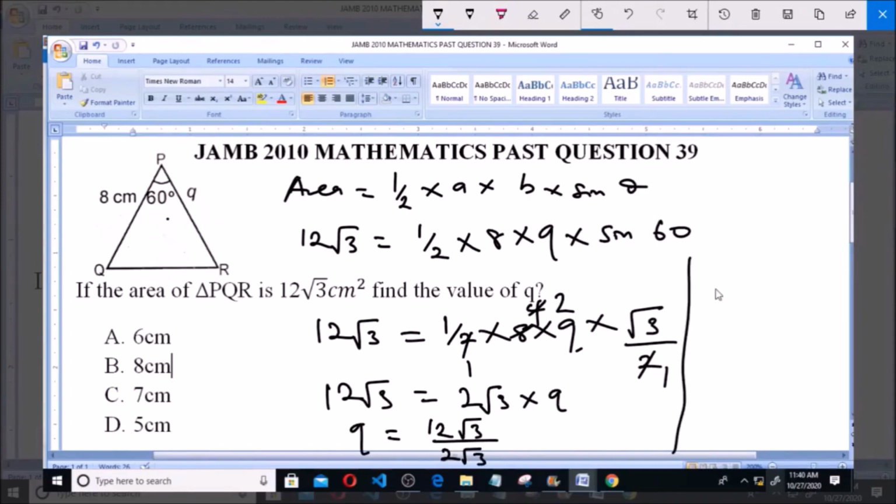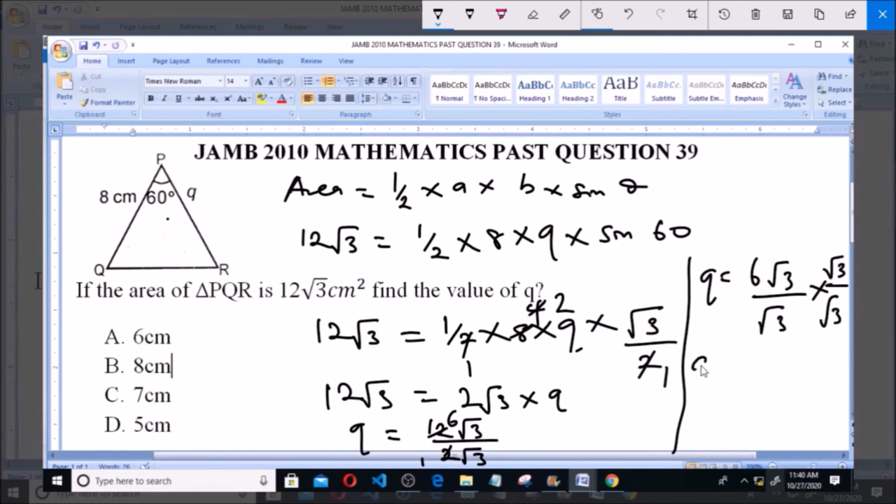Now from here we can say that Q is equal to, 2 into 12 will give us 6, that's 6 root 3 all over root 3. Now we won't stop here. We will multiply this numerator and denominator by root 3. That's rationalization. We will rationalize this surd, by multiplying the numerator by root 3 and also the denominator by root 3.